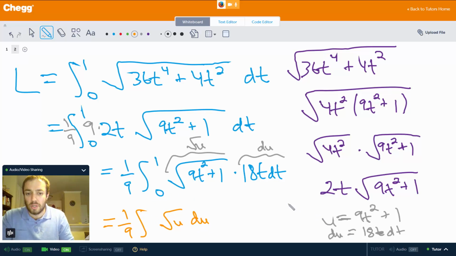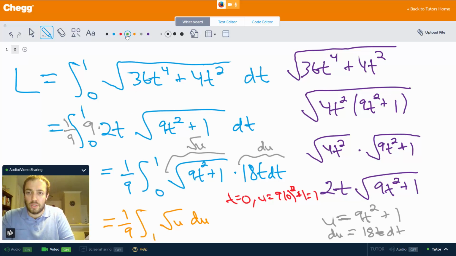Well, when t is 0, what's u? If t equals 0, then u equals 9 times 0 squared plus 1, which is 1. So the lower limit is 1.